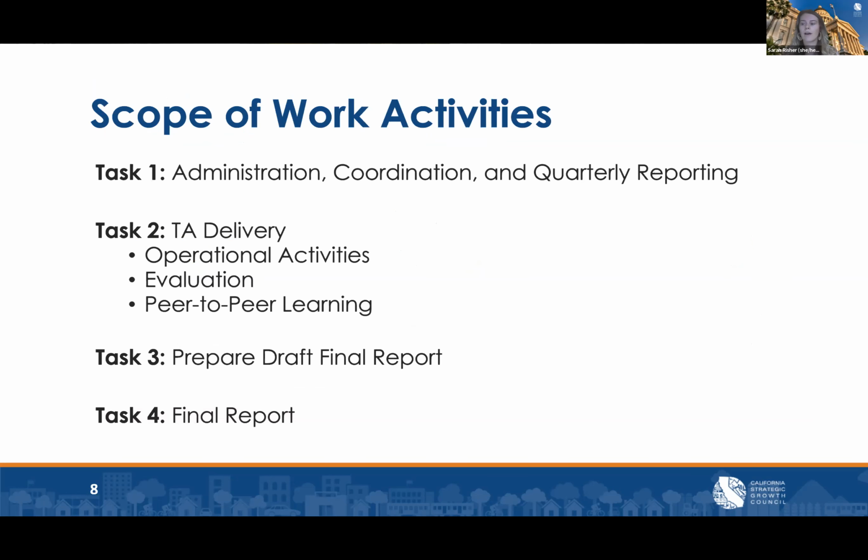So here we have a high-level overview of the scope of work activities. There are 4 main tasks. The first one is administration, coordination, and quarterly reporting. Task 2 is that TA delivery, which I just touched upon, and I'll circle back to this more in a moment. Task 3 is preparing the draft final report, and task 4 is the final report.